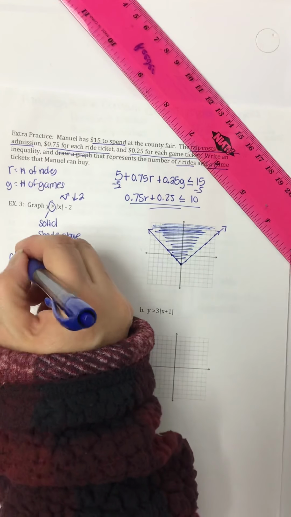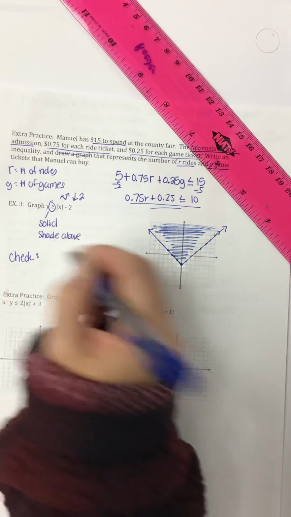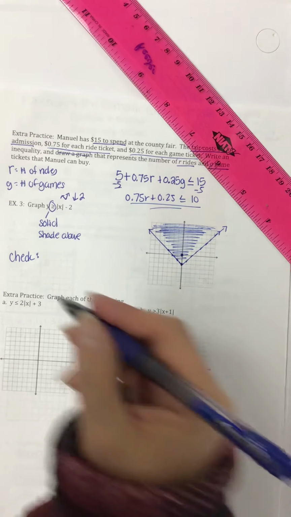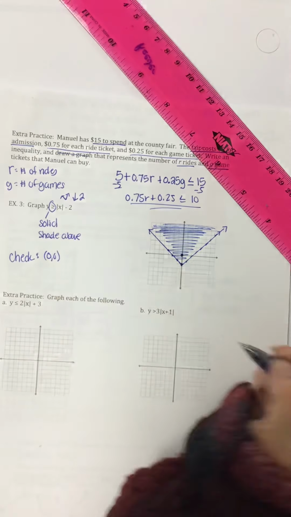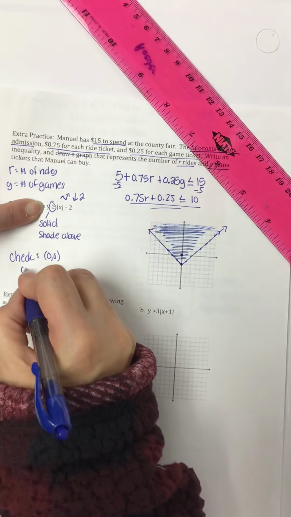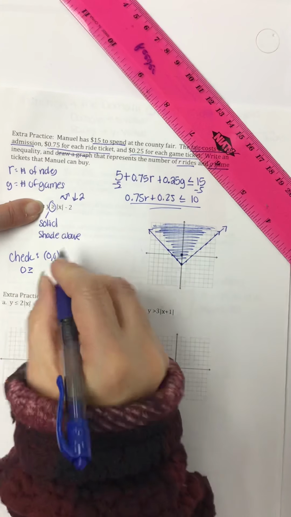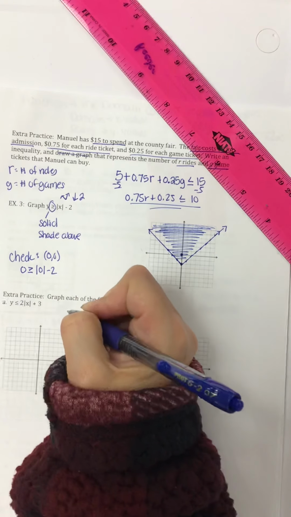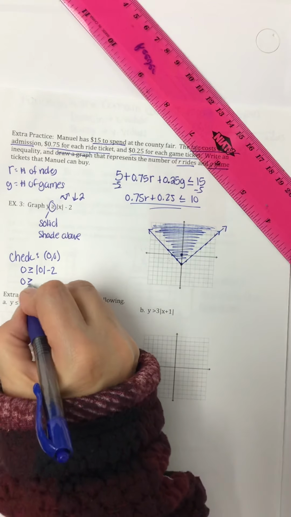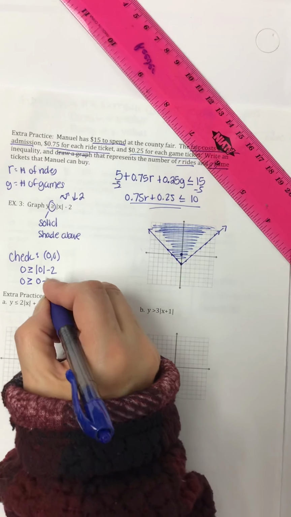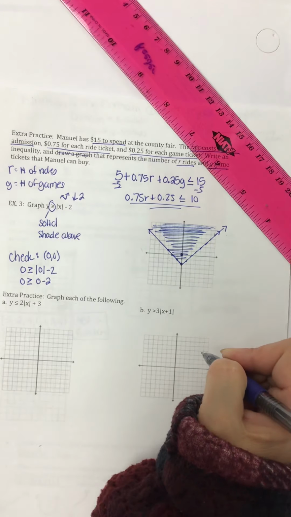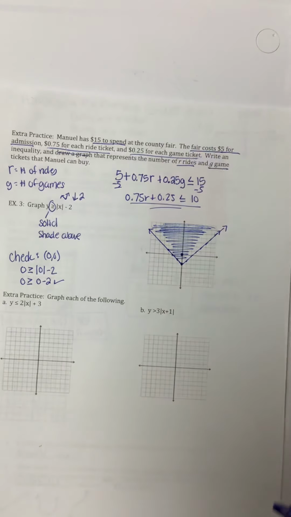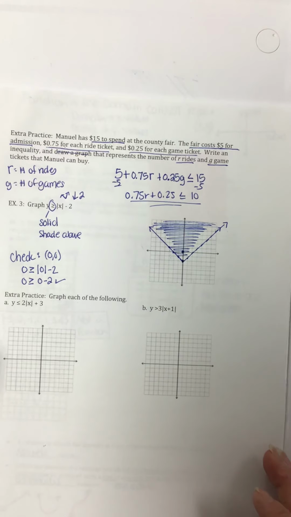Now I could check it by picking a point. So if I pick that point right there, that's 0, 0, isn't it? So I'm going to check 0, 0. So if I plug that in, my y coordinate is 0. Is this greater than or equal to the absolute value? My x coordinate is 0 minus 2. Well, is 0 greater than or equal to the absolute value of 0 minus 2? Is 0 greater than -2? Yeah, it is, right?